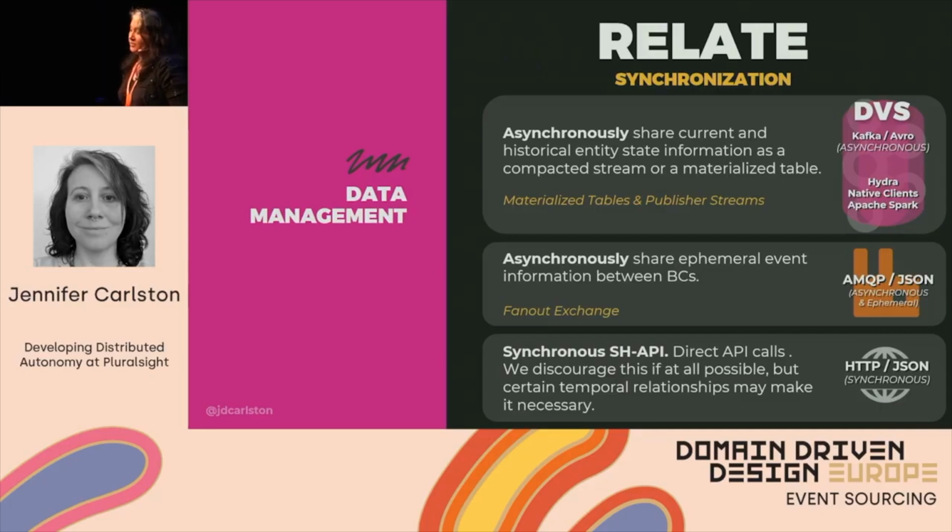They're used in a number of different ways. DVS gives us a secondary source of truth for consuming events and the entity state. Rabbit lets us share them in a fan-out system. And self-healing allows synchronous and temporal calls when it's necessary to meet customer needs across the bounded contexts.